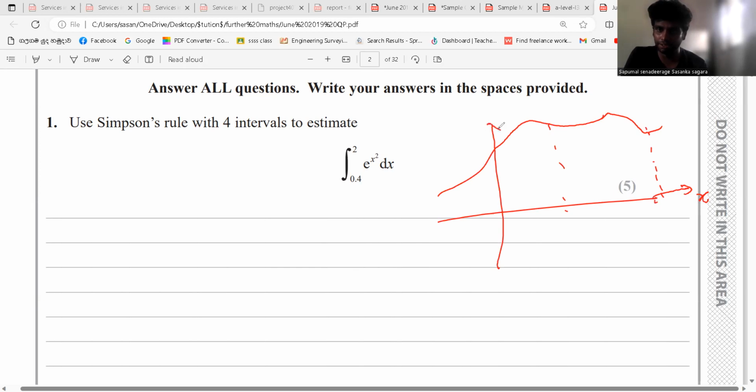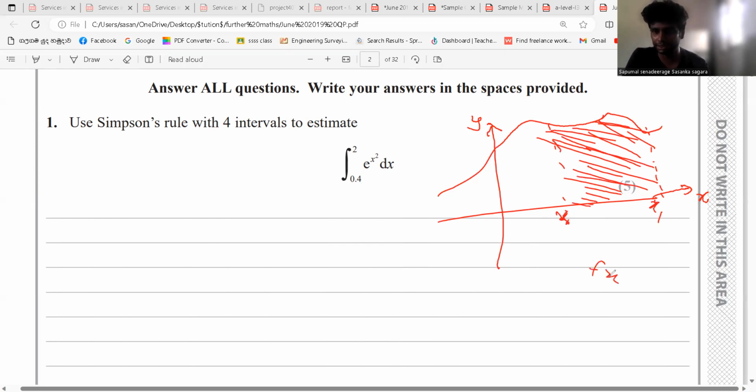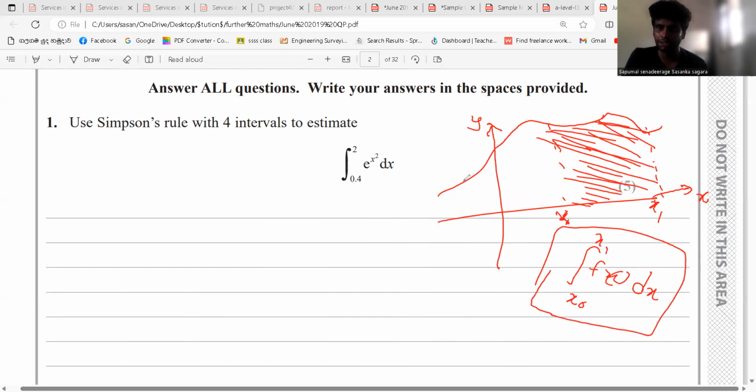This is x and this is y, right? This is x0 and this is x1, right? So the area under the curve must be found out. We call this function f of x, right? So this is what we want to do, right? With the help of Simpson rule, approximate this area.